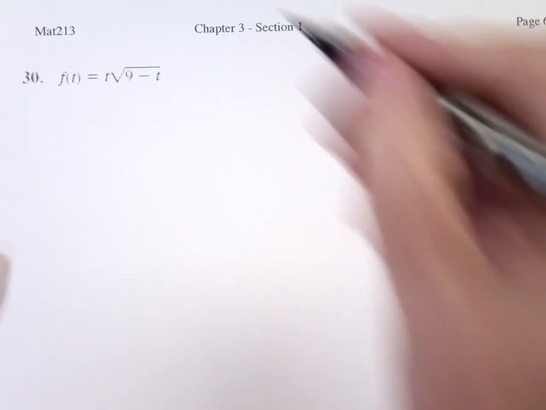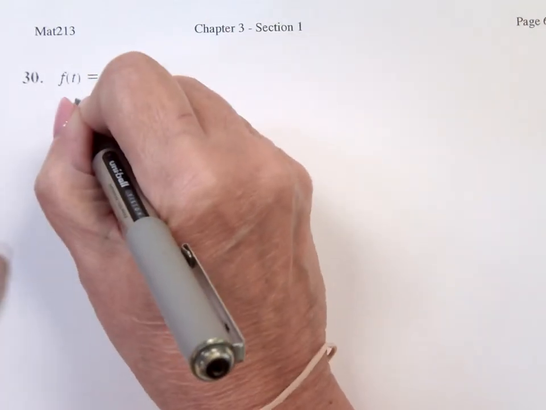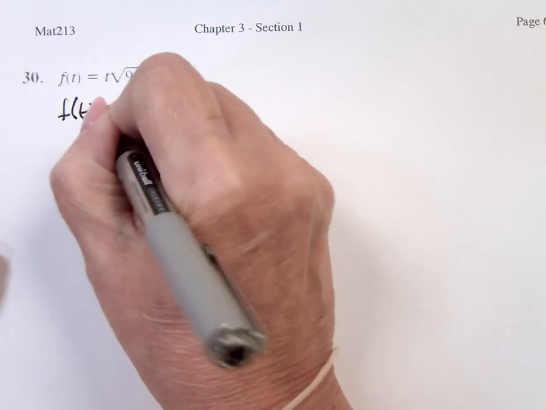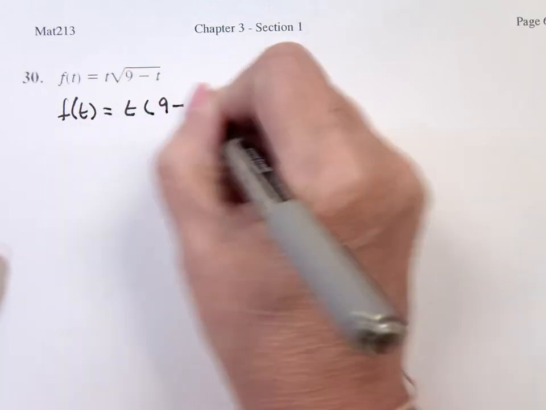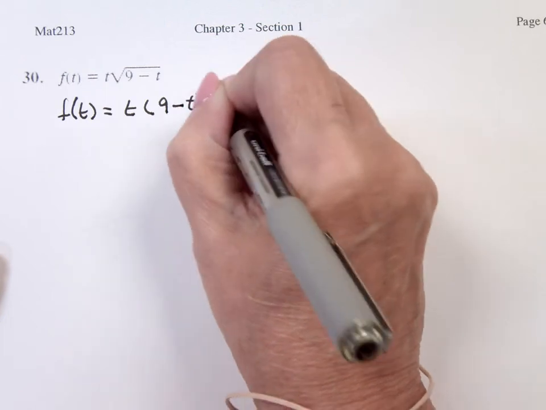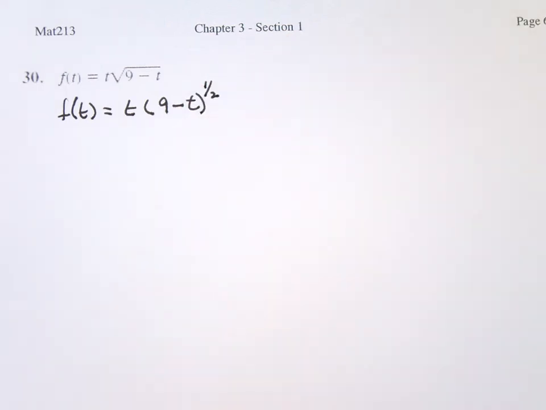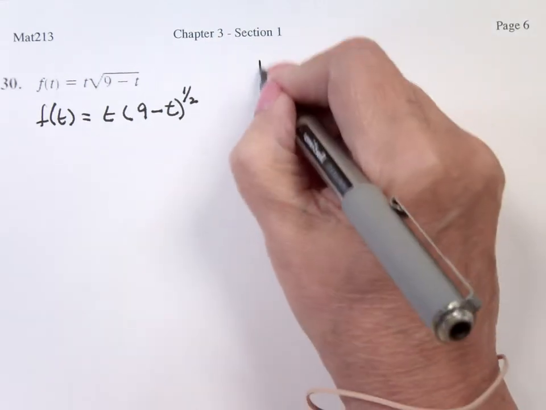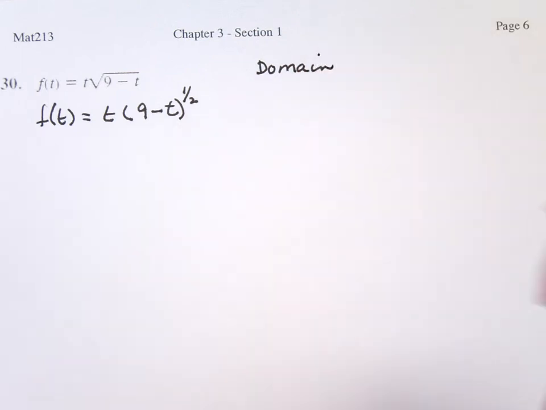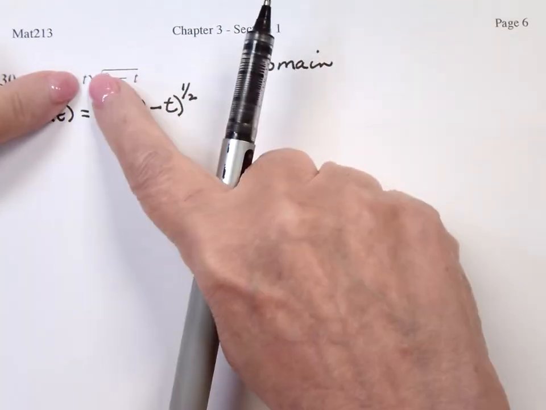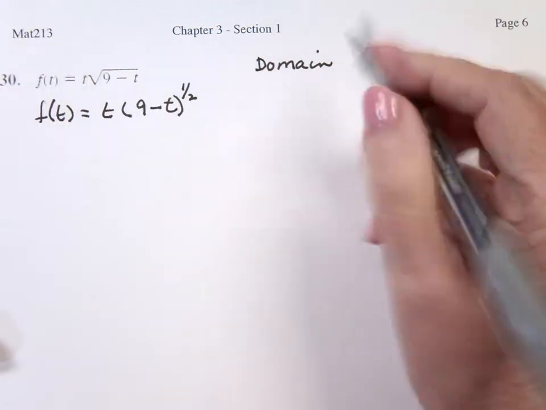First thing that I'm going to do is rewrite this as t times (9 minus t) to the 1/2 power, because I'm going to need to take the derivative of that radical. And if I want to look at the idea of domain, and that's going to become important, t doesn't give me a problem, that radical does.